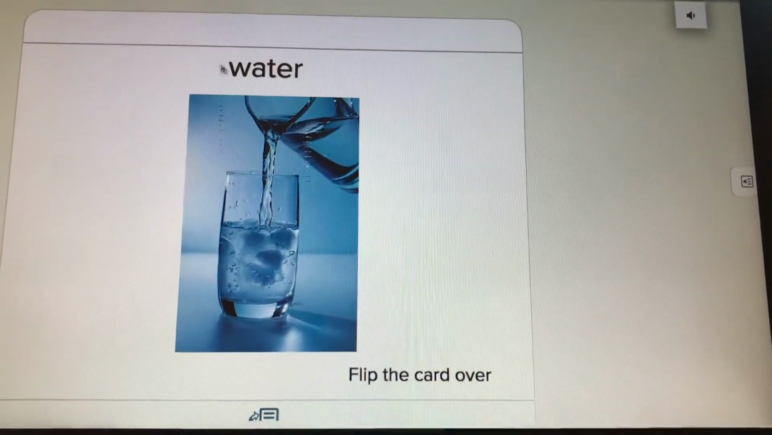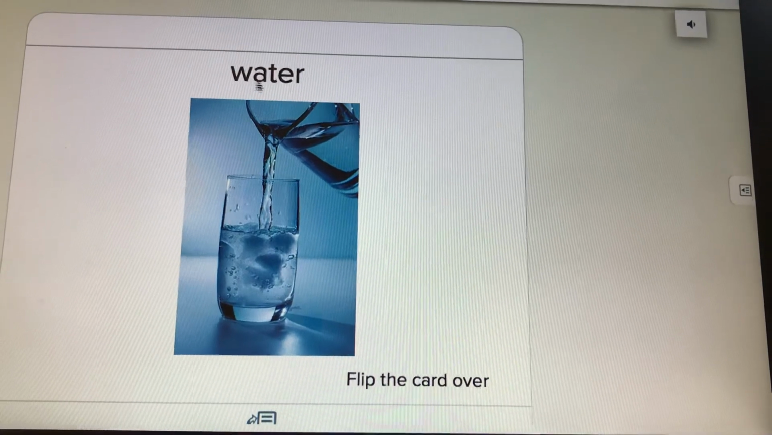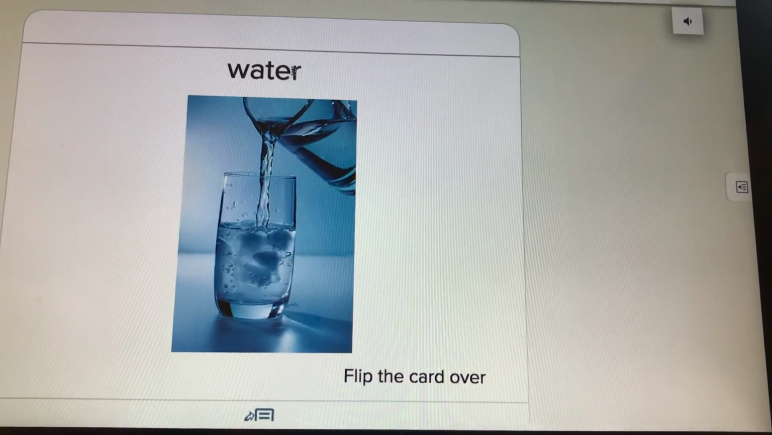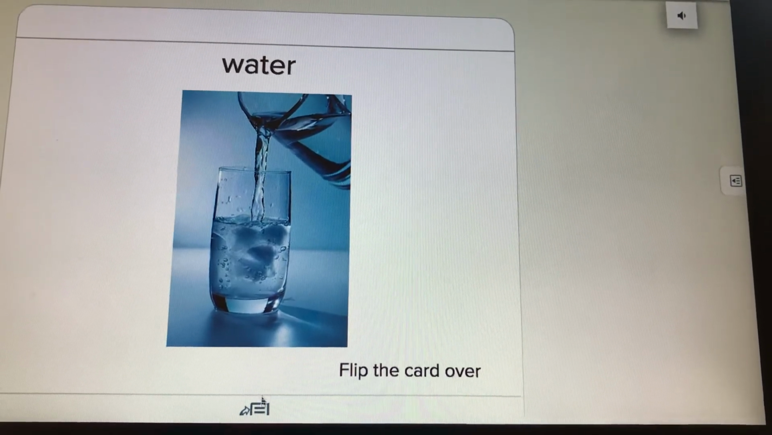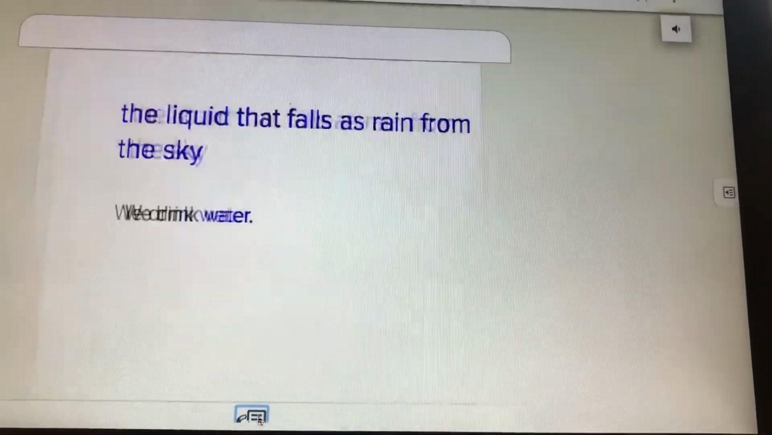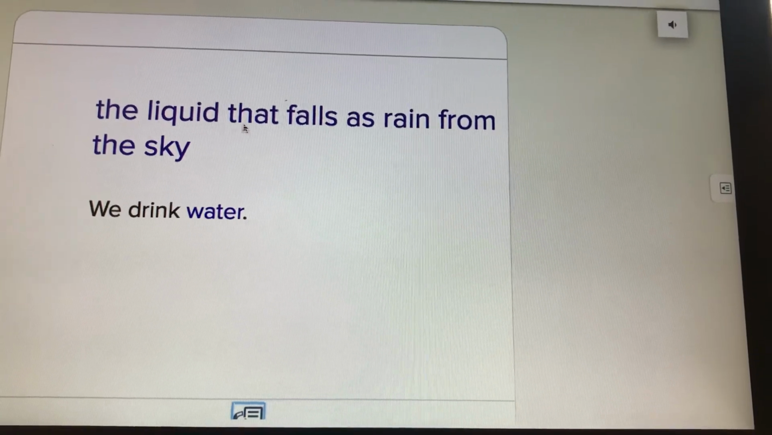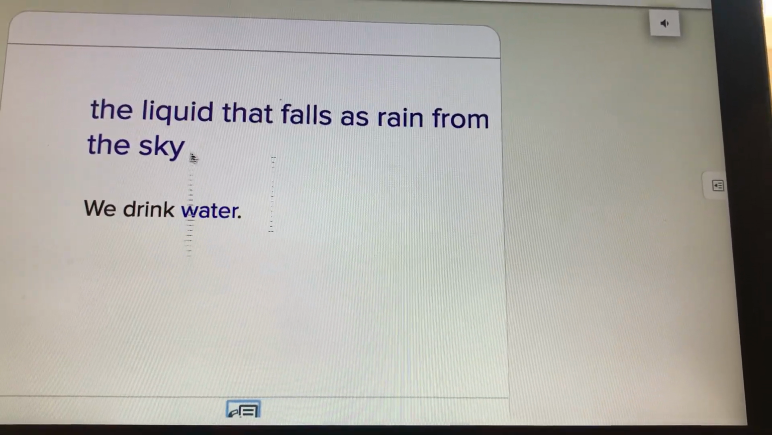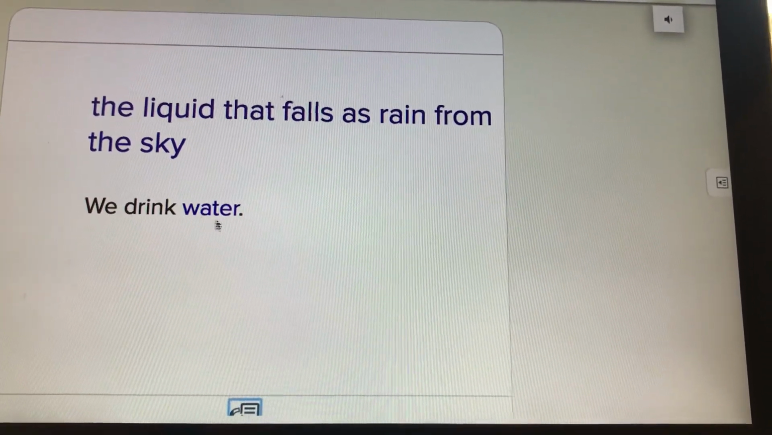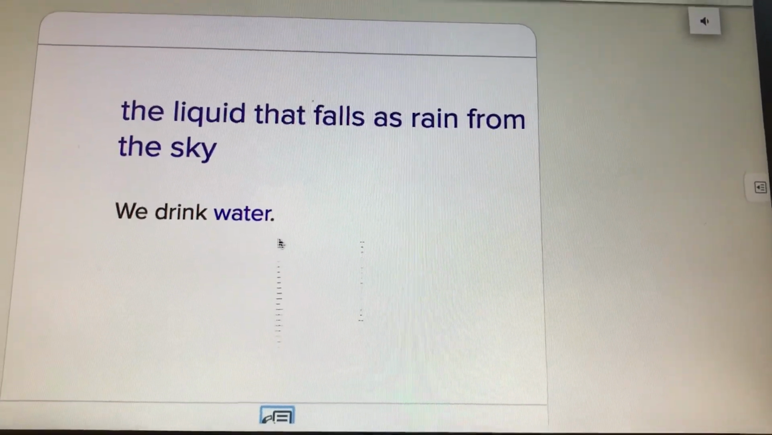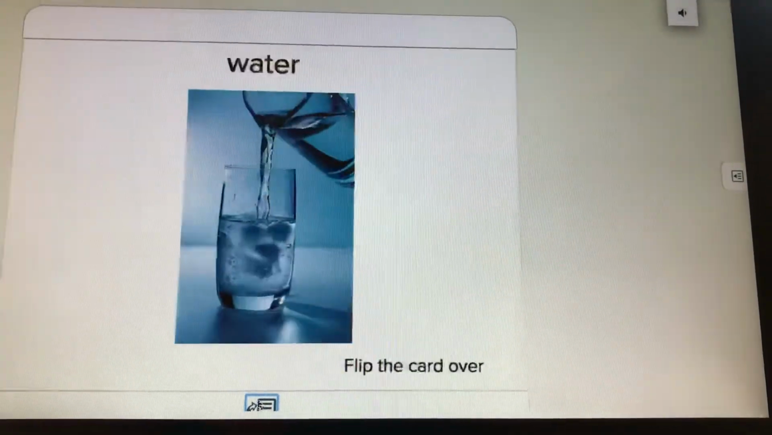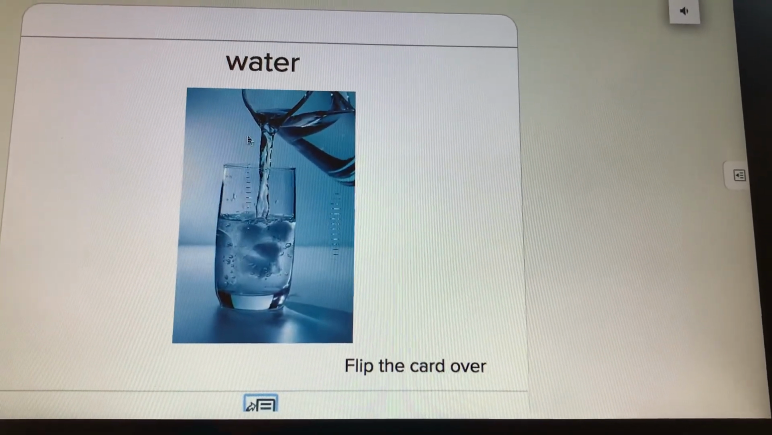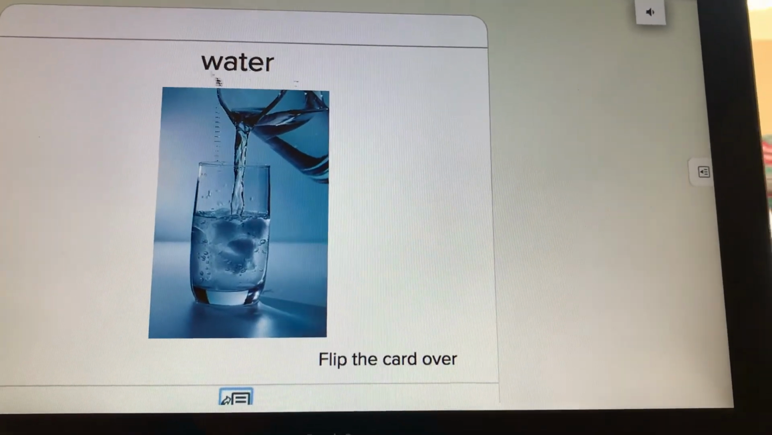And the last one that we need for living is W-A-T-E-R, water. All living things have to have water, whether it's a person, an animal, or a plant. Water is the liquid that falls as rain from the sky. We drink water. Did you know that every time you have a drink of water, you're drinking rain that came from a cloud in the sky? It's true. All living things need water to survive.